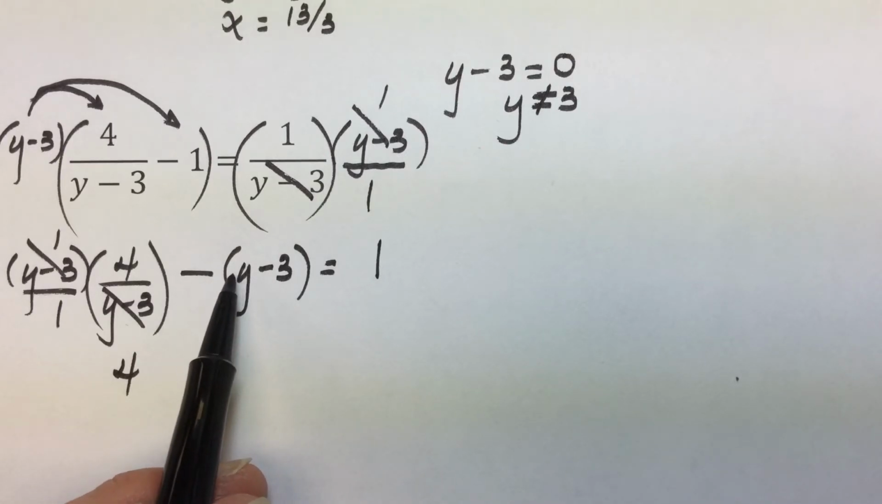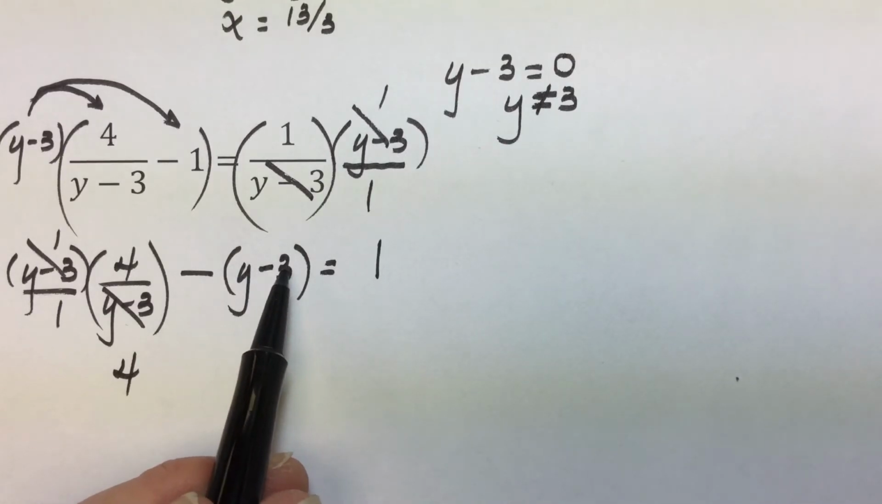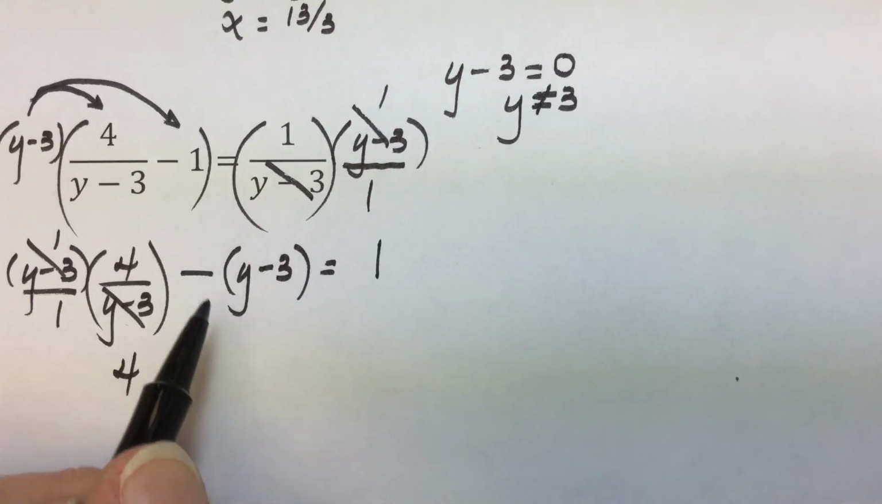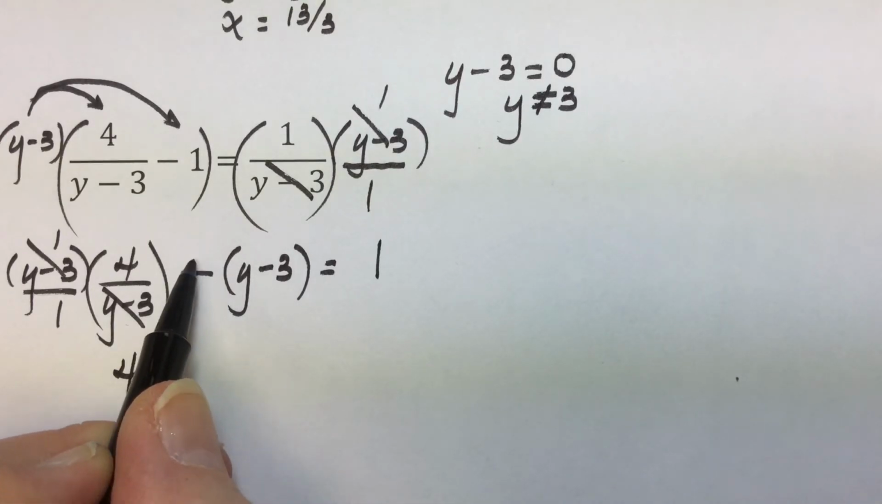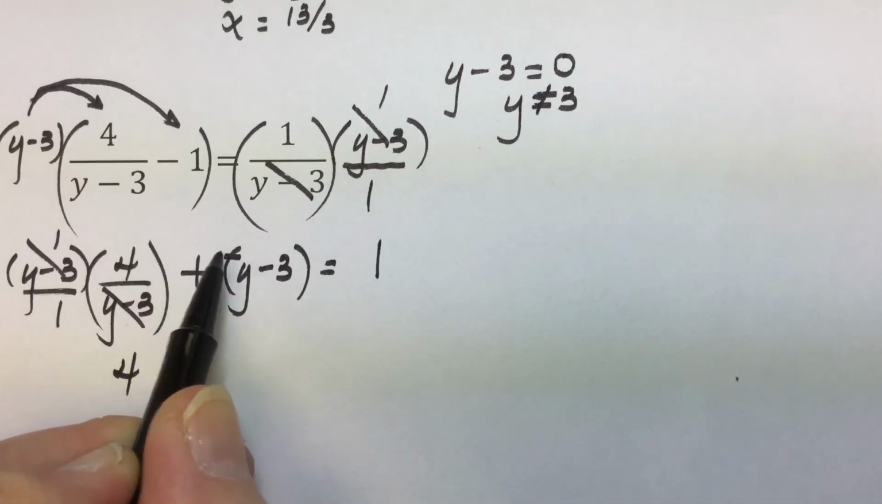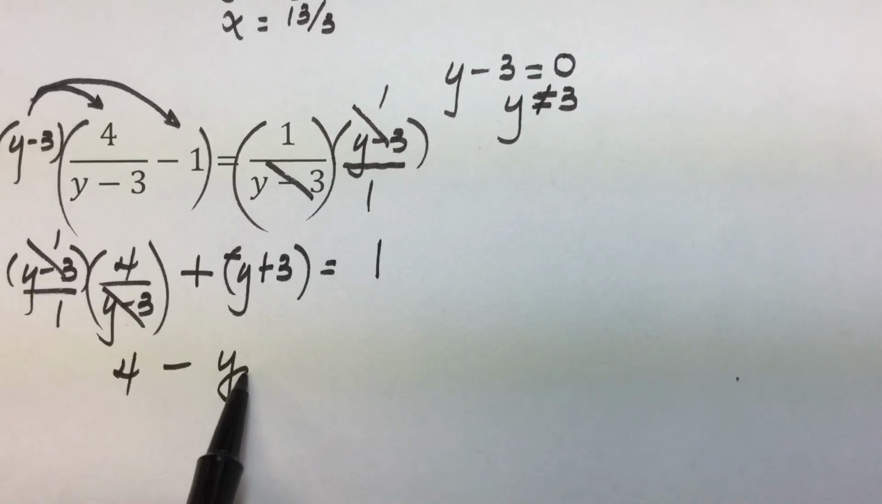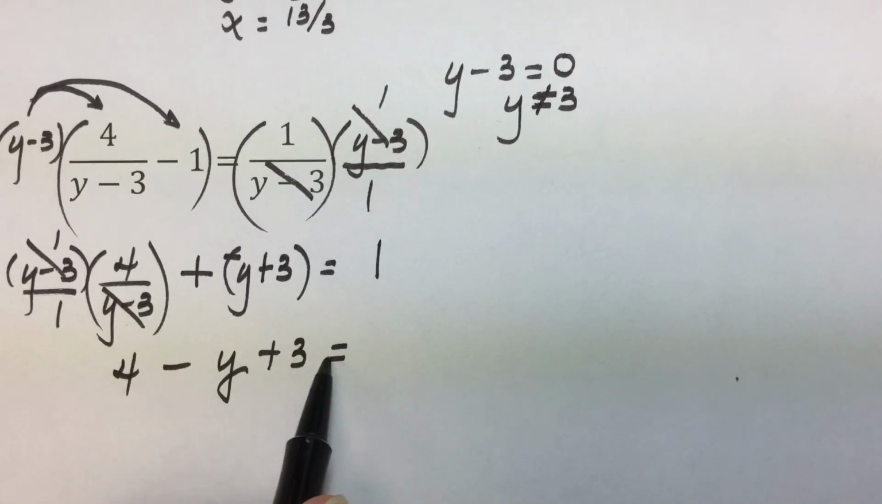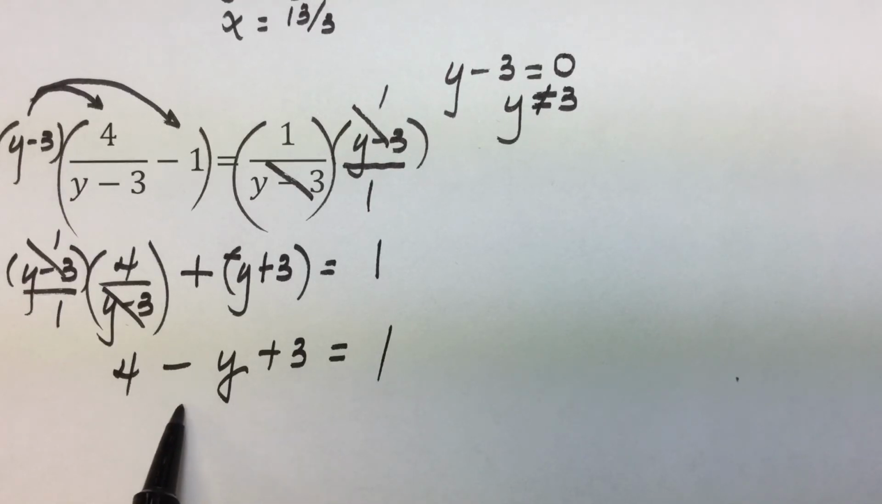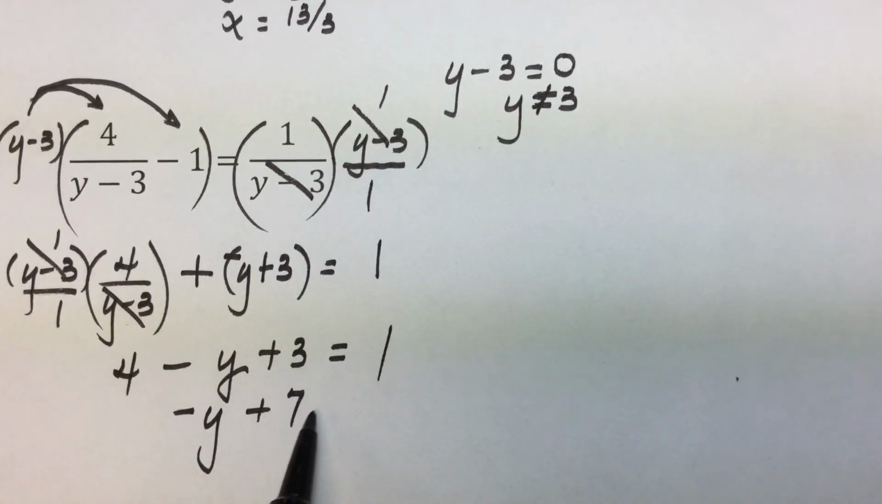We have a minus 3 minus a negative 3, using the rule for subtraction or definition of subtraction. We can turn this into addition by changing the signs to the opposite. So we end up with a minus y and a plus 3 is equal to 1. Solving then, on the left-hand side, we will combine like terms. 3 and 4, our constant terms, are 7.